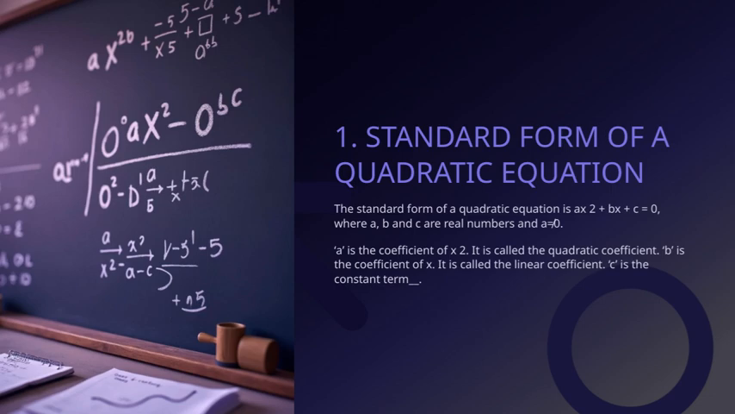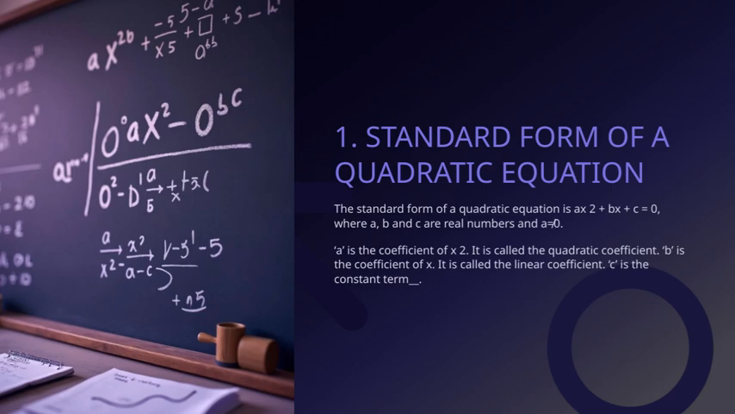When we put it all together, the standard form of a quadratic equation looks like this: ax squared plus bx plus c equals 0. Here, a, b, and c are real numbers, meaning they can be any real value, but with one important condition: a must not be 0. If a were 0, then we wouldn't have a quadratic equation anymore. It would just be linear.